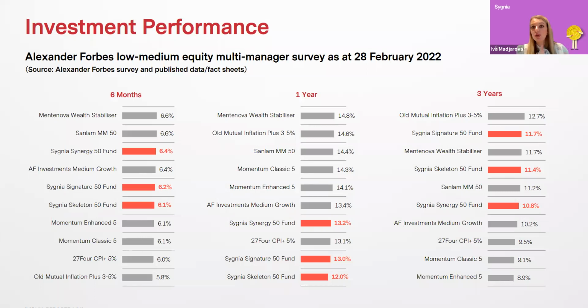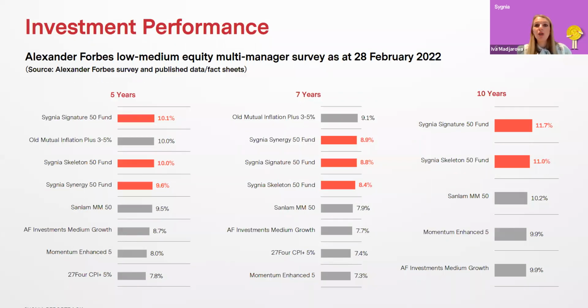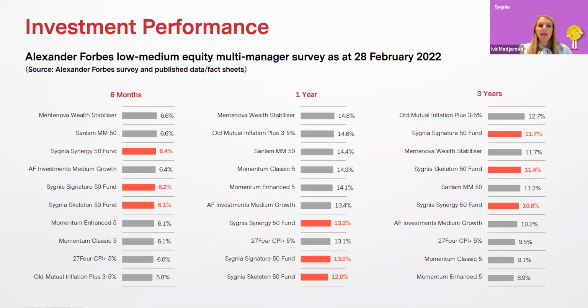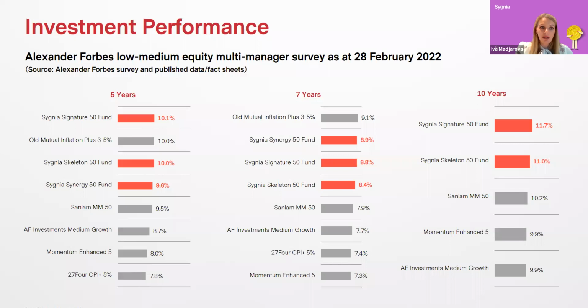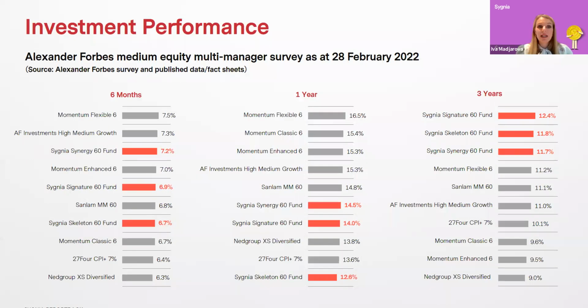And as always, we should be focused on the longer term numbers. So again, looking at the 5, 7, and 10 years, we can see top performance from these portfolios. Similar story for the 60 fund. We can see that the 60 fund slots into the medium equity survey. And again, over the 6 months, the performance, especially of the Synergy portfolio, is only a couple of basis points behind the top performer. Over the 1 year, they are in the bottom half of performers.